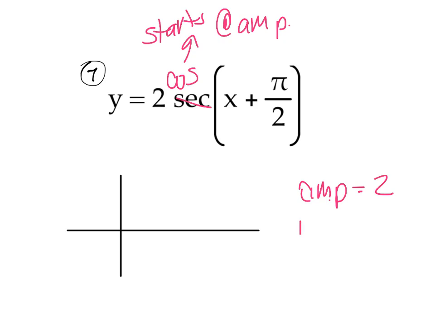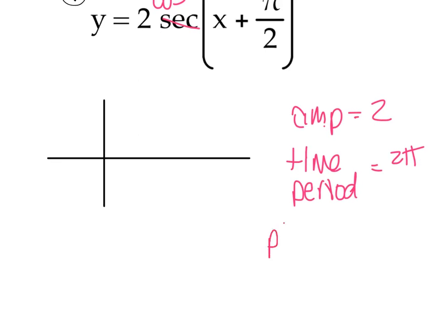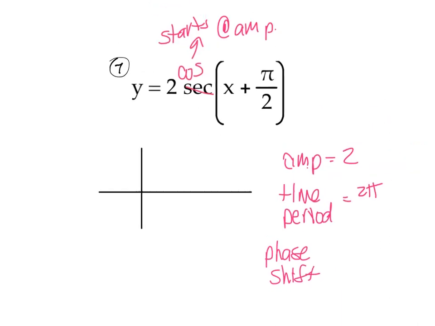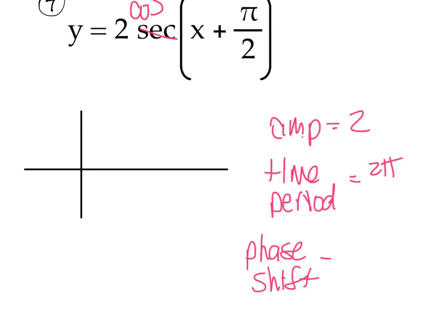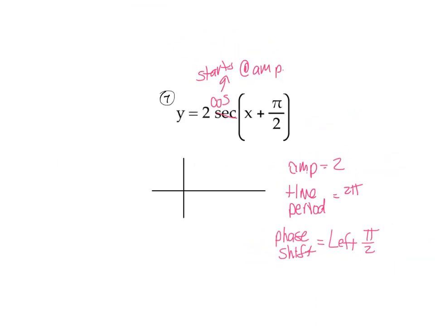What's the time period? Number in front of x is 1, so 2 pi divided by 1 is 2 pi. Good. Is there a vertical shift? Nope. You would put none. Is there a phase shift? Yes. Where do we go? Left. Pi over 2. In mathematical terms, left means subtract or add.